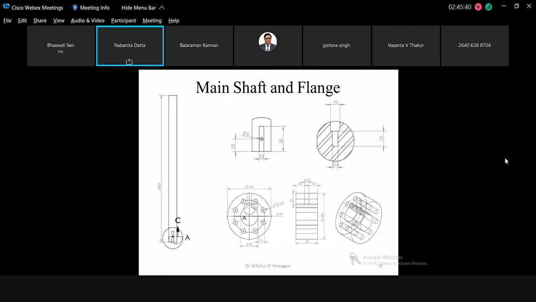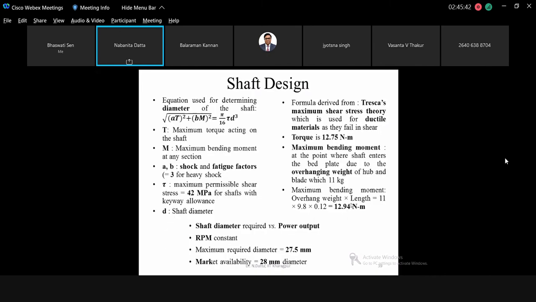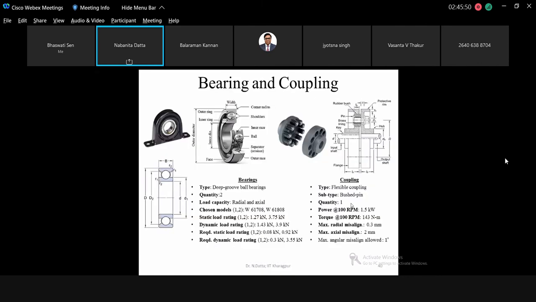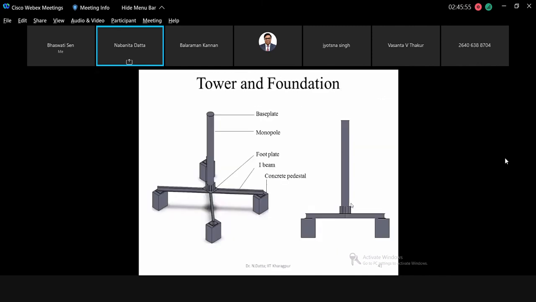So the main shaft was also designed. The shaft was designed such that it is able to take all the stresses. This design was done by my student from the Department of Mechanical Engineering who worked with me. The bearings and the couplings were also chosen to meet the torque and the RPM characteristics. And the tower was designed such that we are able to get sufficient height for the blade to rotate.